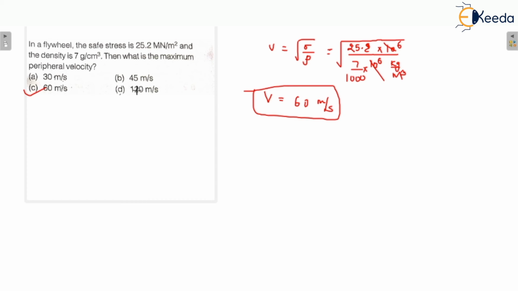And either they will not give you the units, so you just have to use the normal units, that means meter per second. But sometimes they will give you the units, that means find out the velocity in centimeter per second, so you just have to be careful about that. This is a small mistake that most of the students can make.